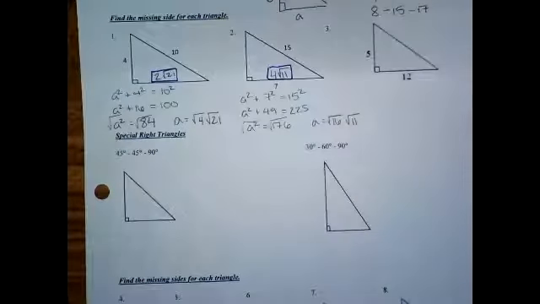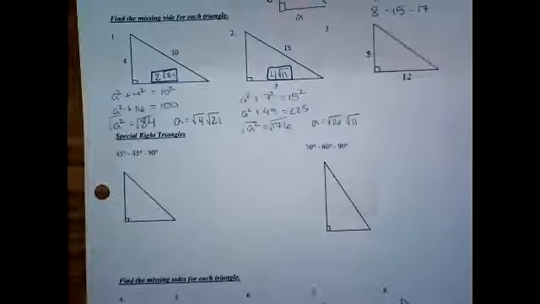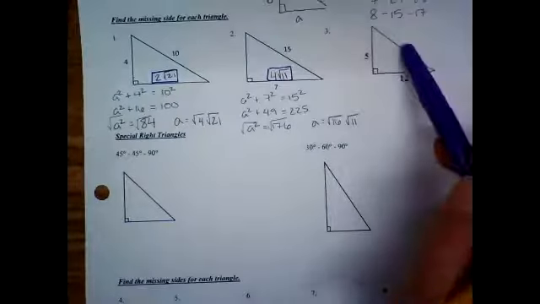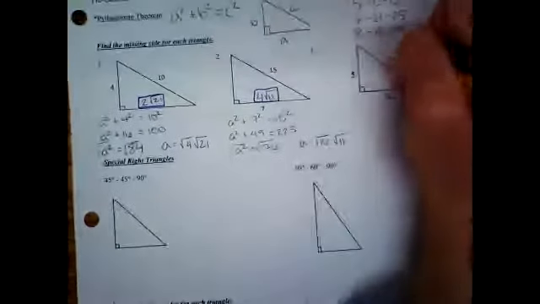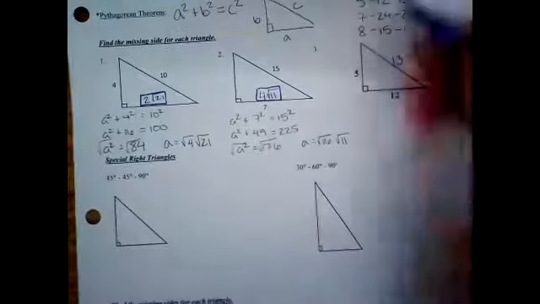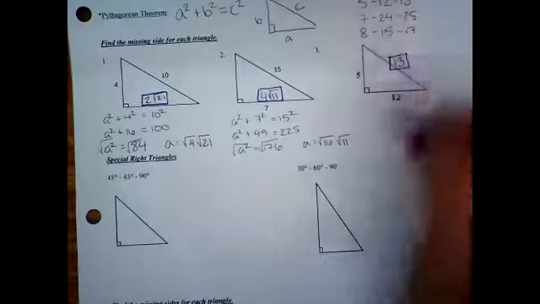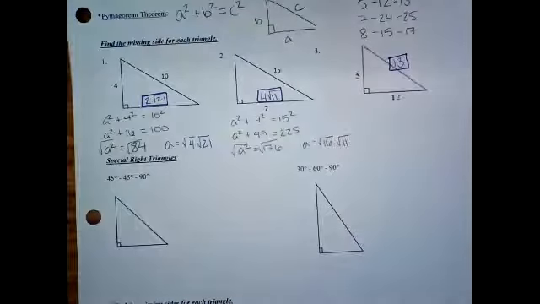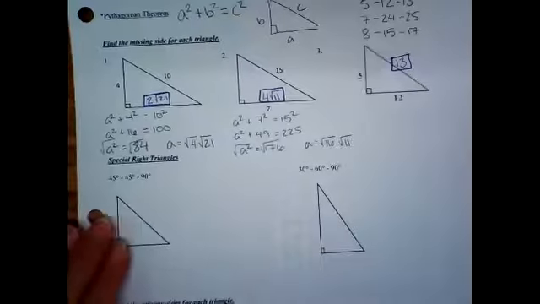And then for that last one, you can avoid doing any work at all because it is one of the locker combination ones. It's one of the triples. 5, 12, 13. And that's what I was saying, if you know those ones, it will make your life easier when you run across one of them. Now, if you worked out the problem, you would still get the answer, but I'm just trying to make life easier for you. All right, now we're going to do our special right triangle.